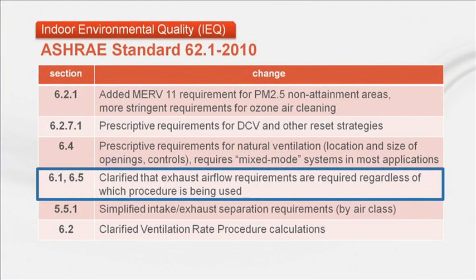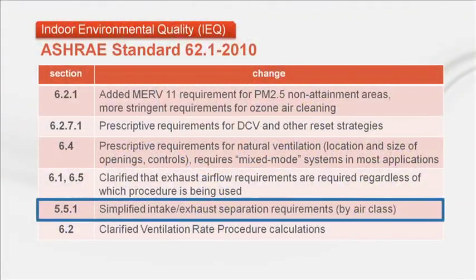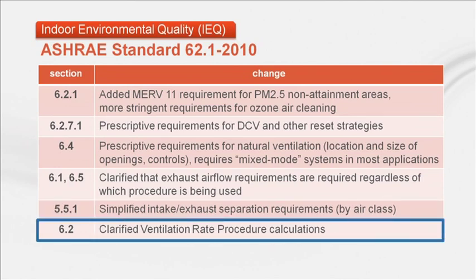A few final changes to note. The 2010 version clarifies the minimum exhaust requirements in Table 6-4 apply regardless of which design procedure is used. In the previous version of the standard, this table was only referenced in the ventilation rate procedure. The standard also simplified the separation requirements for intake and exhaust locations. It now uses the air classes which are defined and used in other parts of the standard. And finally, the calculations used for the ventilation rate procedure have been further clarified.